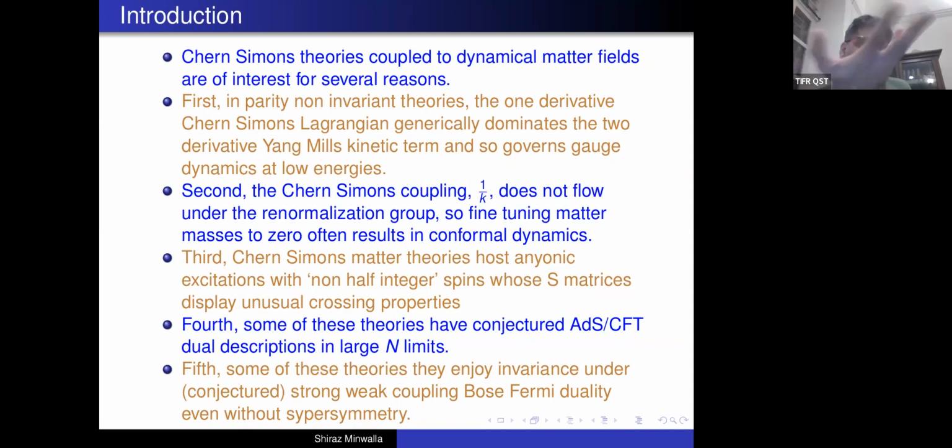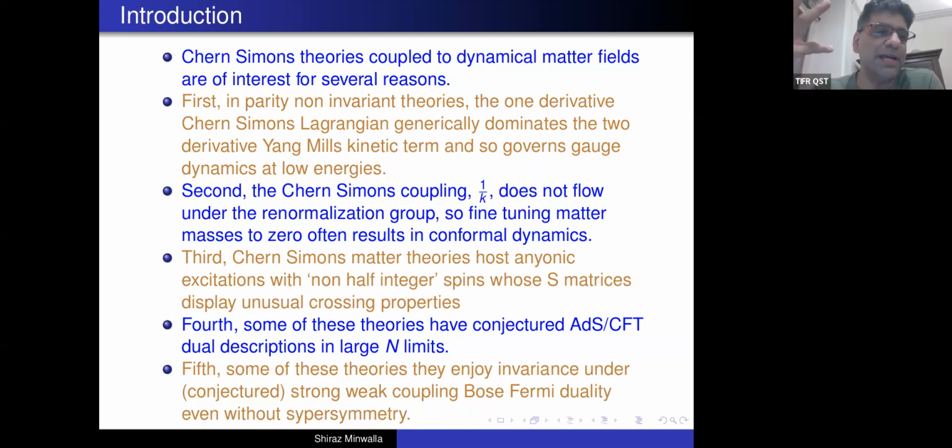One more reason to be interested in these theories is that several of these theories have conjectured AdS-CFT duals. The most famous of these is, of course, the ABJM theory, which has a simple gravity dual description. There are other less standard dual descriptions for Chern-Simons theories with vector degrees of freedom, with fundamental degrees of freedom, which have been conjectured to have Vasiliev type AdS-CFT duals. Okay, so that's another reason to be interested in these theories.